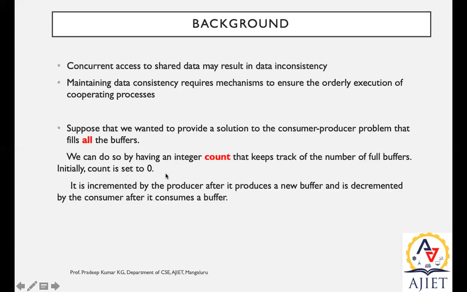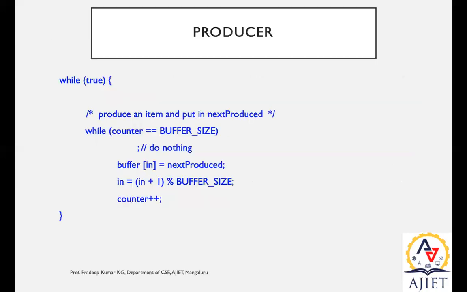Whenever the producer produces some data and that data fills the buffer, the producer will increment the counter by 1. On the other side, whenever the consumer consumes that data from the buffer, the consumer's job is to decrement the counter, indicating that whatever data was produced by the producer has been consumed by the consumer. So this is the scenario.